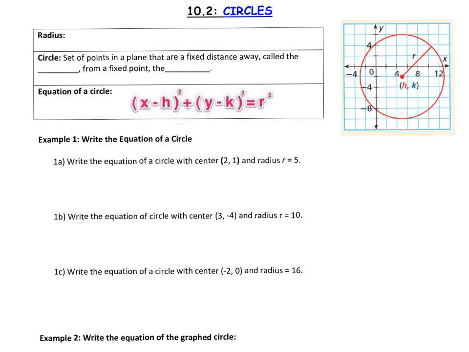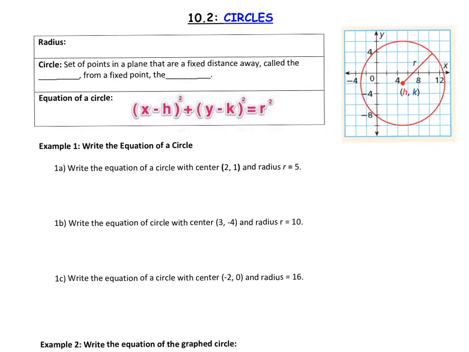So as you know, the radius of a circle is half of the diameter, or it is the distance from the center of the circle to the edge. Center to edge. We need to know that in order to define what a circle is. It's the set of points in a plane that are a fixed distance away, which we call the radius, from a fixed point, the center.